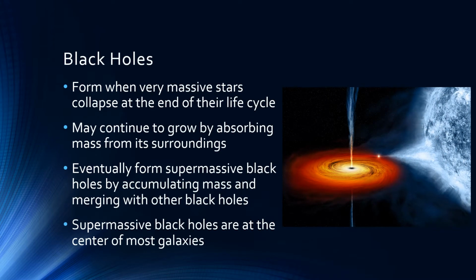Now our black holes, they're called black because they are so dense, the gravity is so great around these points that light cannot even escape gravity's hold. In other words, even light, even if it tries to leave, gets sucked back in. They may continue to grow by absorbing mass from everything around them. Eventually, they're going to form what we call supermassive black holes by accumulating mass and merging with other black holes. And supermassive black holes are at the center of most galaxies.